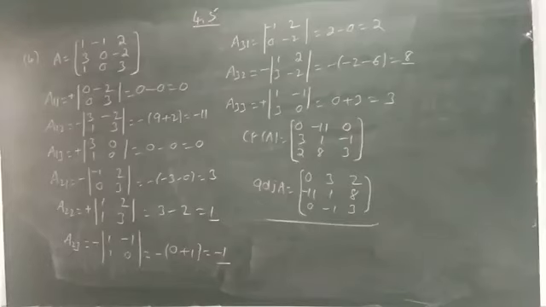I think you have understood how to solve this problem. Given a matrix A, take out cofactors of all the 9 elements, form the cofactor matrix, then you take the transpose of the cofactor matrix. When you take the transpose of the cofactor matrix, you will be getting adjoint A. I think you have understood both the problems of 3 cross 3.